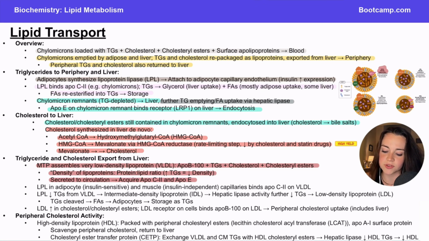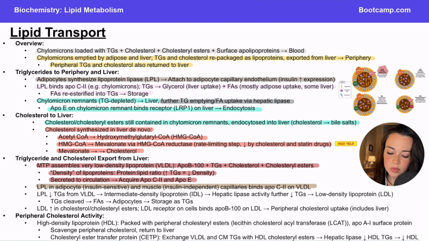It'll pick up two more surface apolipoproteins, ApoC2 and ApoE. Then that lipoprotein lipase in the capillaries again is going to bind that ApoC2 cofactor on the VLDL and do its activity. A slight nuance to just be aware of though, here we're not only focused on capillaries of adipocytes, but also capillaries around muscle cells. The nuance here is that the expression of lipoprotein lipase in the adipocyte capillaries is going to be sensitive to insulin, whereas the LPL expression on muscle capillaries is not going to be dependent on insulin.